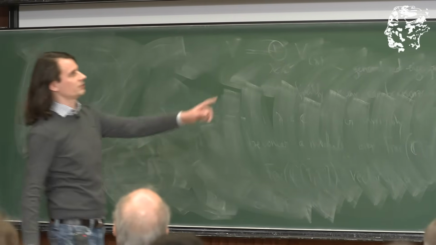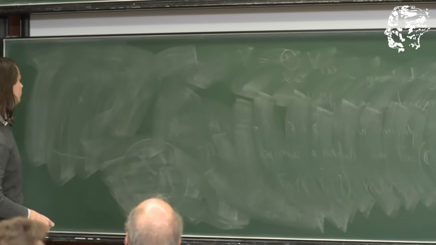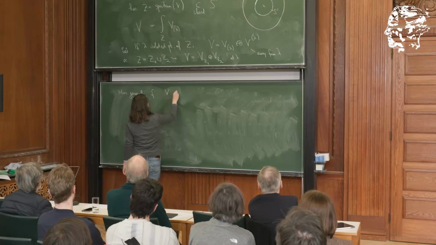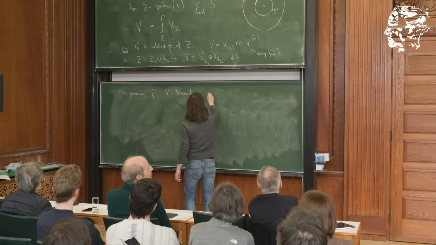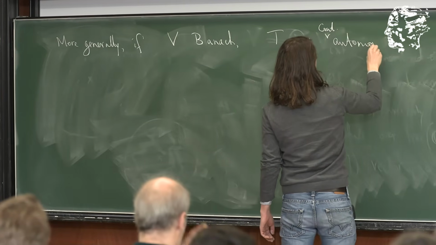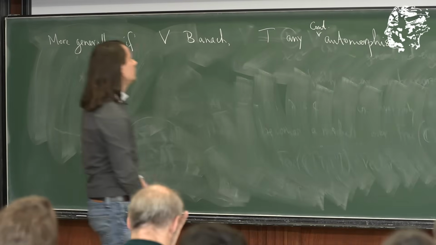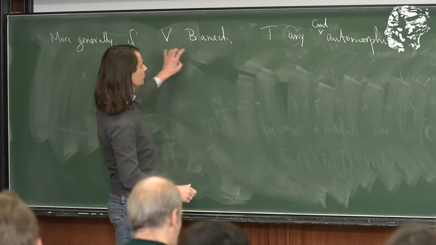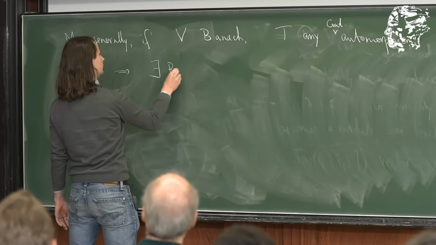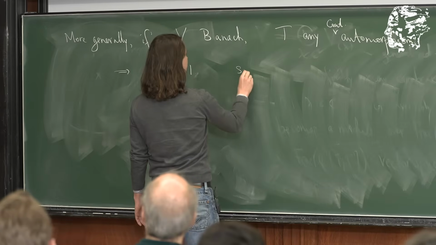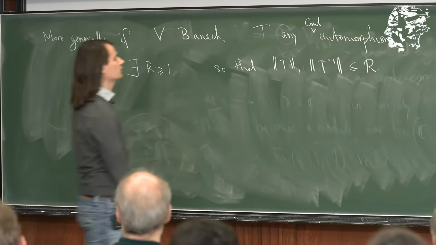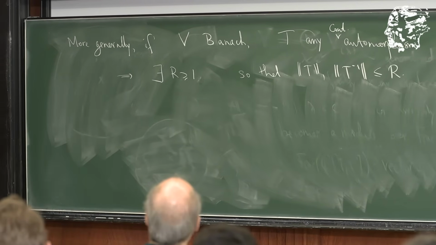And actually, this norm-preserving property of this automorphism wasn't very relevant for this discussion. So more generally, if V is still assumed to be a Banach space, but T is any continuous automorphism, not necessarily preserving the norm. Namely, one property that Banach spaces have is that any such automorphism automatically preserves the norm up to rescaling. So there must exist some radius R greater or equal to 1, so that the norm of the operator T and of its inverse are both at most R. Previously, we discussed the case where R was equal to 1, but in general, there exists some bound.